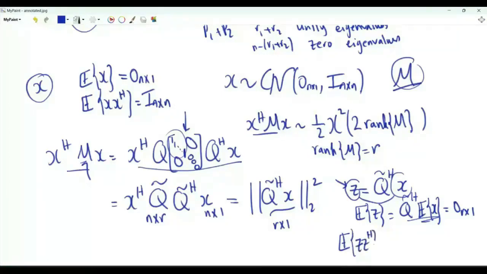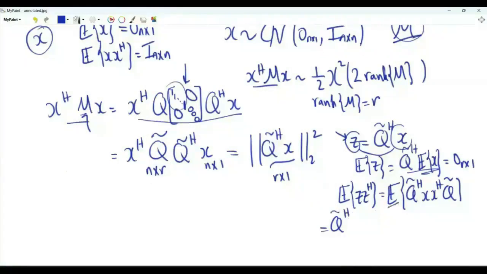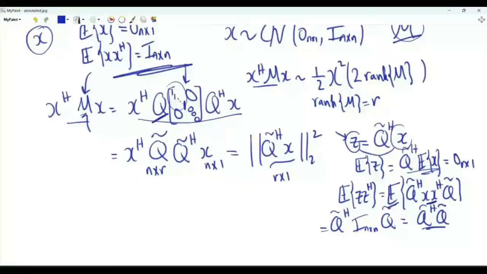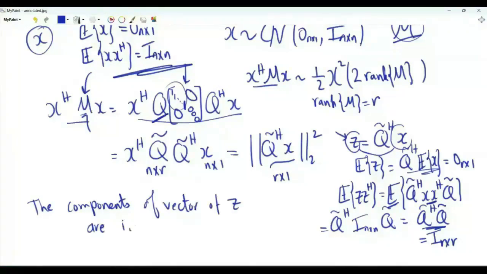The covariance matrix of Z is the expectation of Q tilde Hermitian x x Hermitian Q tilde. This is Q tilde Hermitian. The expectation of x x Hermitian is identity. Then we have Q tilde. This is Q tilde Hermitian Q tilde. Note that the columns of Q tilde are taken from matrix Q, and matrix Q is unitary. It came from the eigendecomposition of a Hermitian matrix. Q tilde Hermitian Q tilde is equal to identity of size R by R. The components of vector Z are IID CN(0,1) random values.